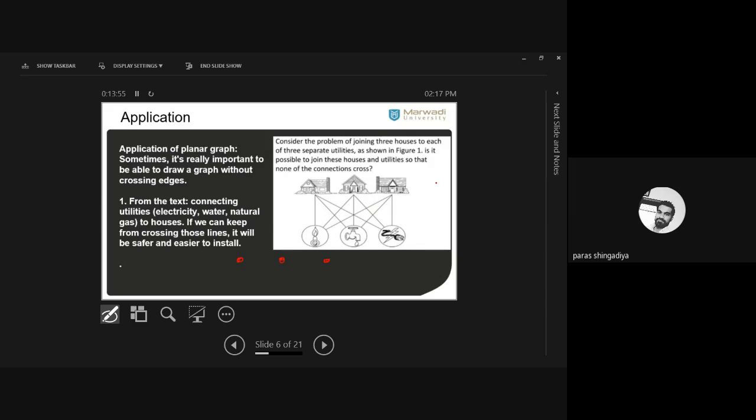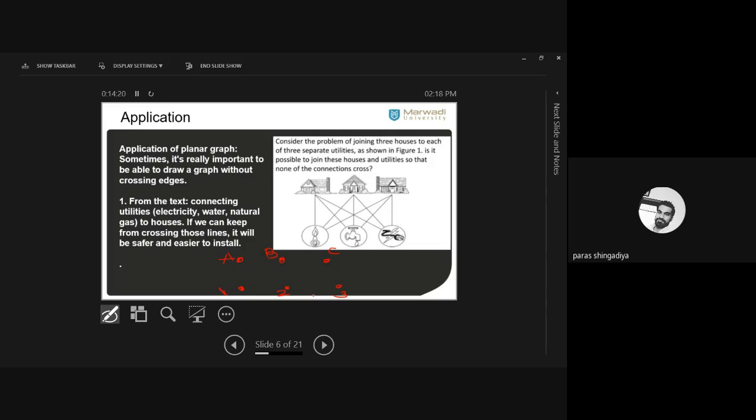Now you have to connect all the utilities. We modified this graph and recreate the situation again without crossing, without a cross at any place. So you can check it this way. Consider these are the three houses A, B, and C, and these are the three utilities, that is 1, 2, and 3. These are the three utilities we have.